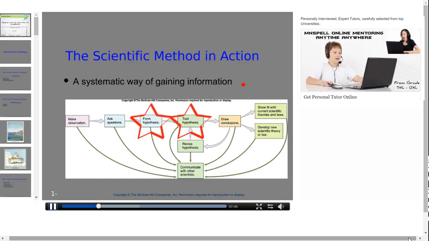A hypothesis is just a statement that can be wrong or that can be right. It is not proved. A statement which is not proved is called a hypothesis. Then you test the hypothesis.